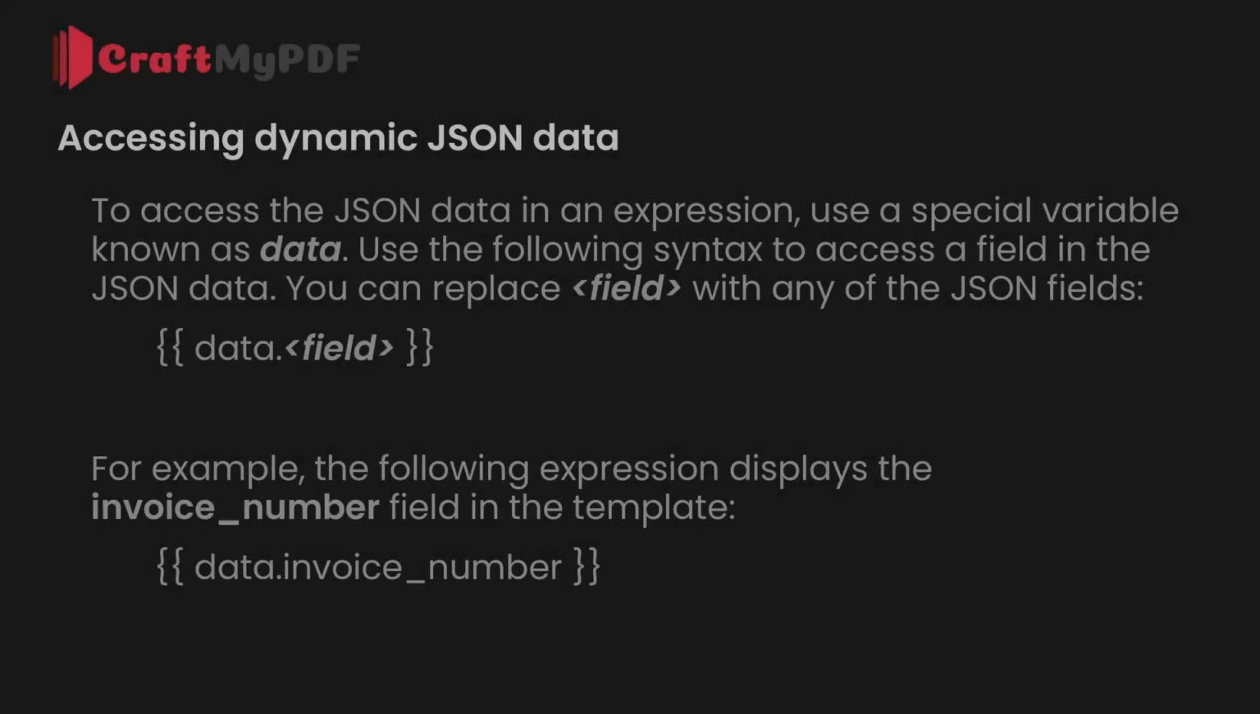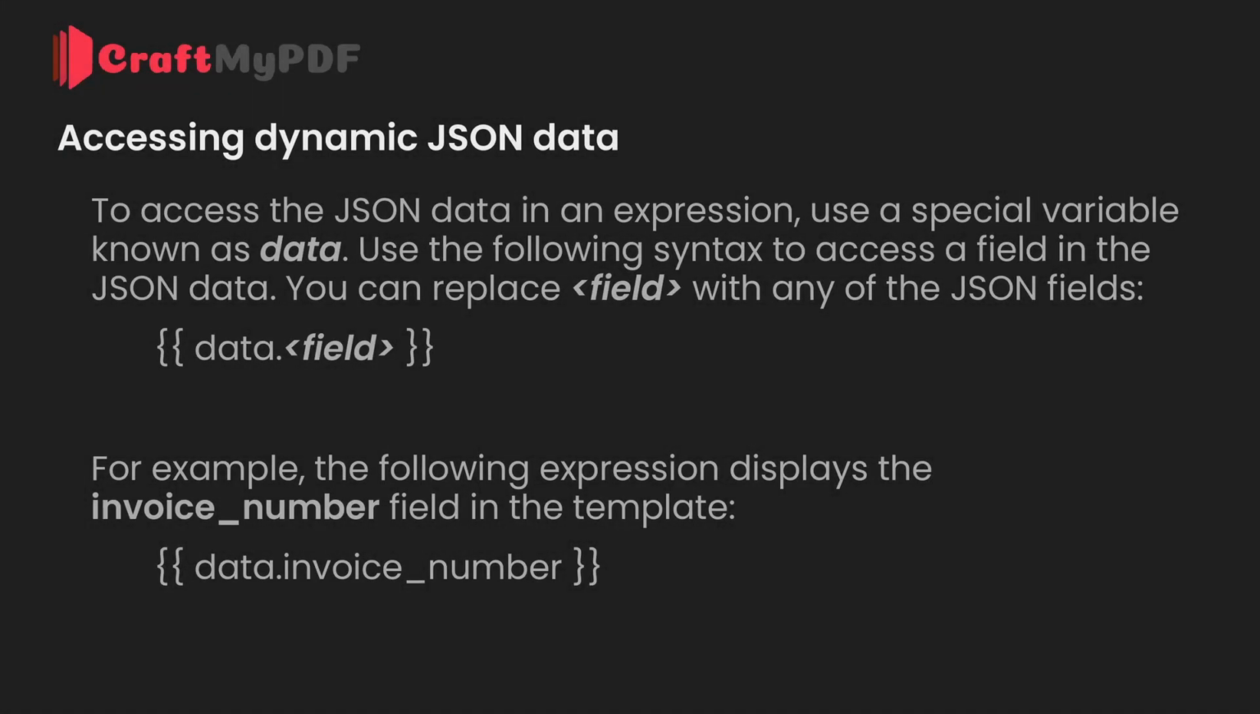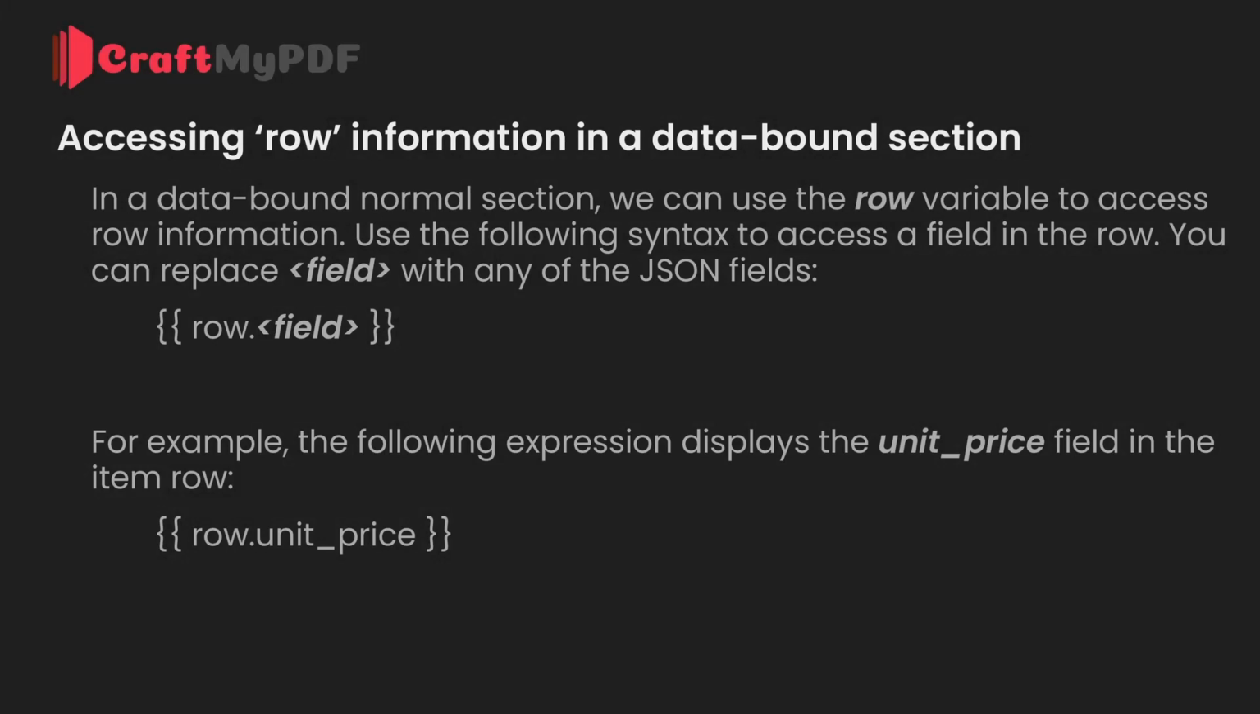When we want to use JSON data in an expression, we call upon the special variable known as data. The following expression, for instance, displays the invoice_number field in the template. If data binding is enabled for a normal section, the section will be automatically repeated once per record in the specified data source. In the data-bound normal section, we can use the row variable to access row information.